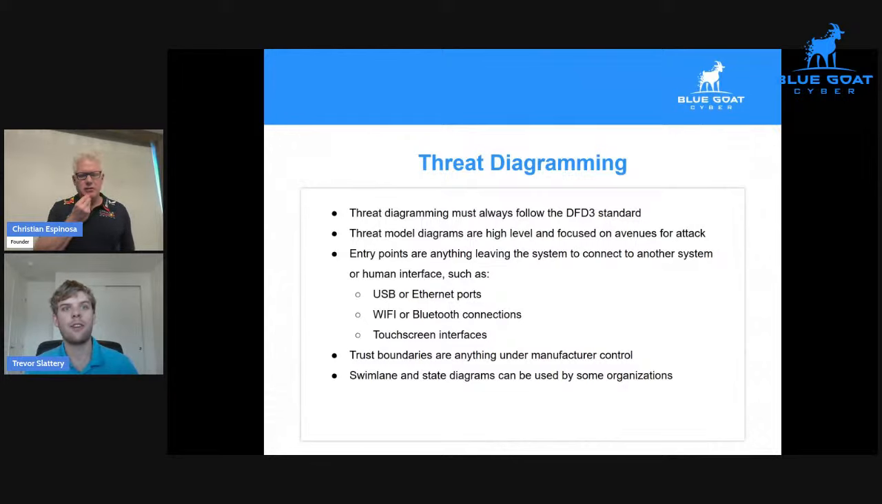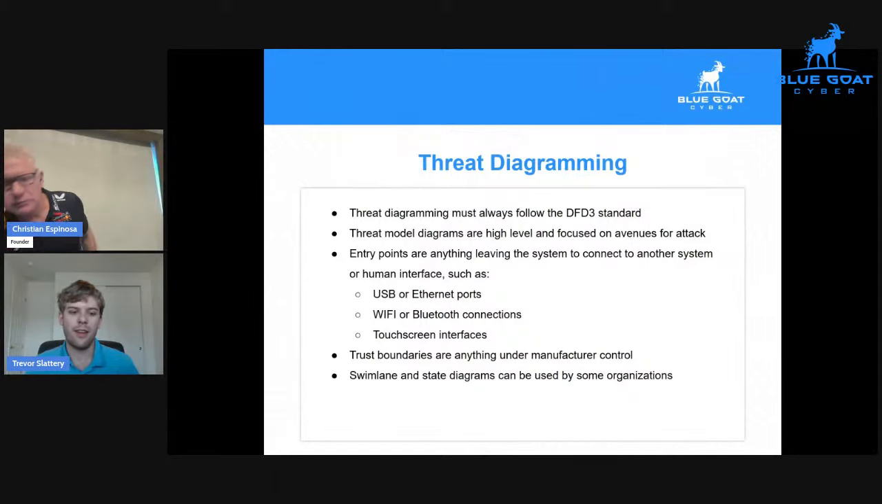Now, of course, threats can happen to anything, but we like to focus on entry points into the system as some of the main avenues of attack. This is because these are often a gateway into the device from outside. So an example of this is a USB or an Ethernet port, an external-facing interface. As long as someone can interact with it without essentially dismantling the device, it can be thought of as an entry point. This can also cover a wireless interface like Bluetooth, Wi-Fi, something of that nature. All of those are entry points as well.